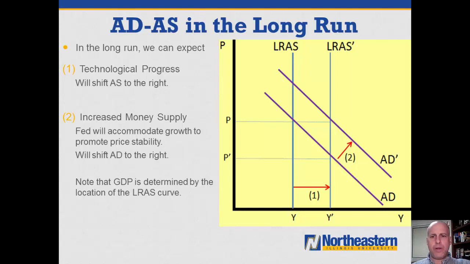Note, what's important here is that in the long run, GDP is determined by the location of the long-run aggregate supply curve. What matters here for output is the location of the long-run aggregate supply curve, and that's what's going to tell us where the economy will be in equilibrium. And then the Fed adjusts the money supply to control the price level.